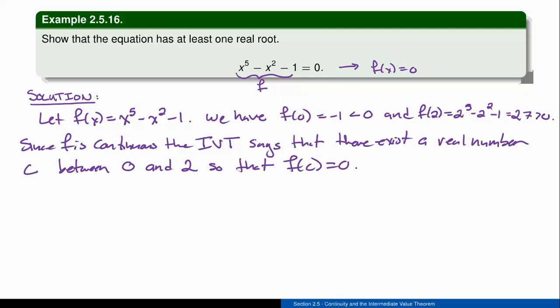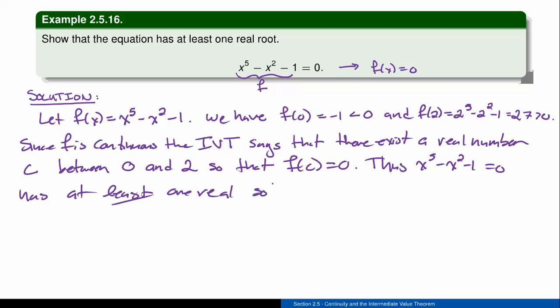What that tells me is that this equation is going to have at least one solution. Thus, the equation x to the 5th minus x squared minus 1 equals 0 has at least one real solution. Namely, it's going to be that mysterious value c. I don't know what c is, I just know that it exists. I also don't know that there's only going to be one. I might have a couple c values. In this case, I know that there's at least one solution.